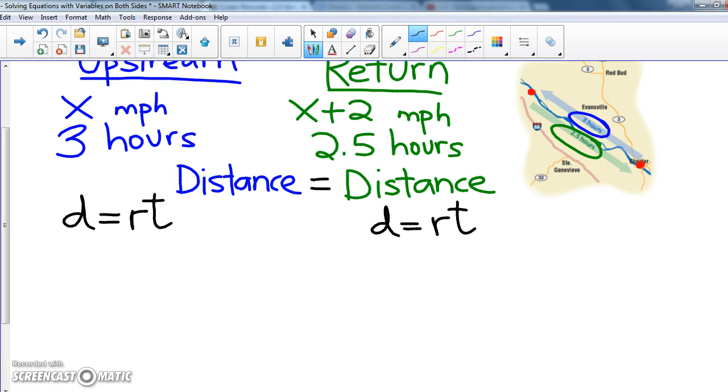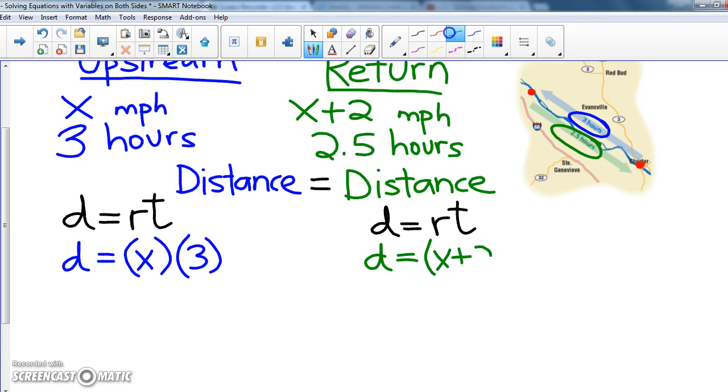Well, if I look back over here at my upstream, I don't know the distance. Do I know the rate? Kind of. I mean, it's an x, so I'm going to put that in. Do I know the time? I do. It's 3 hours. Let's look at my return trip. I don't know the distance. My rate, I can represent as x plus 2. And then how about the time? The time is 2.5.